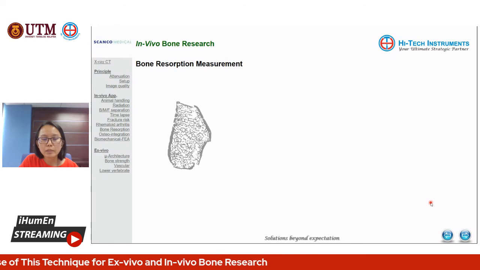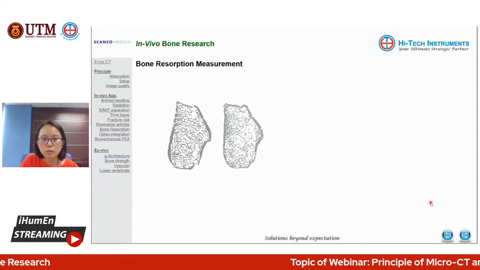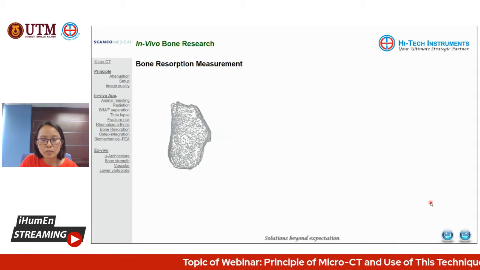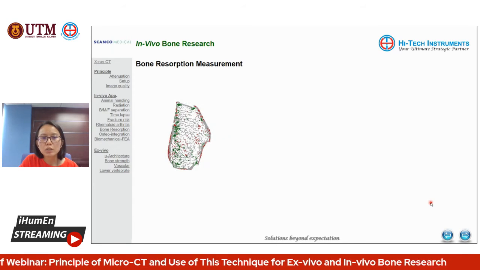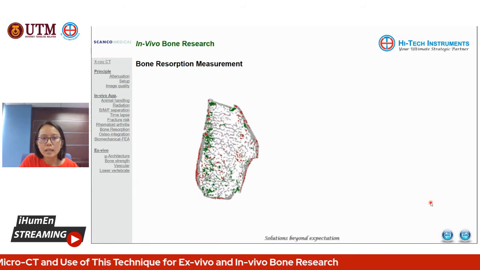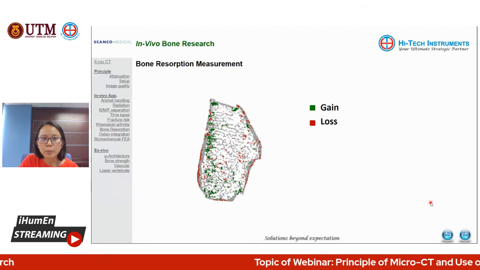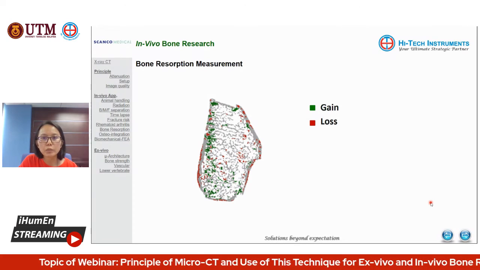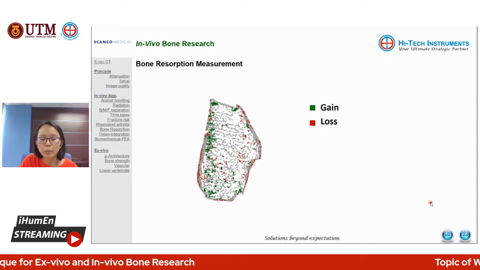For example, this will be your scan 1, and when it comes to a second scan, you can do a total overlapping by using a special script from the software itself. So from here, you can see that the green part is the bone gain, and the red color is the bone loss. So by having this kind of bone resorption measurement, it can give you a better idea whether, compared to the first scan, there is an increase in new bone, or there is a loss of bone material.